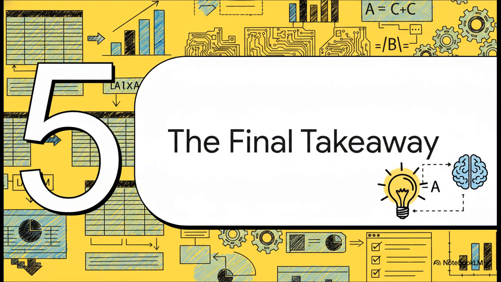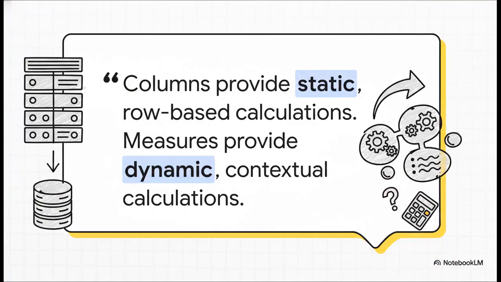We have covered a lot of ground, from definitions to real-world examples. So let's boil it all down to the single most important idea you need to walk away with. So if you remember just one thing from all this, make it this right here. Columns give you static, row-based calculations that are stored in your model. Measures give you dynamic, contextual calculations that happen on the fly. If you can burn that distinction into your brain, you've pretty much mastered the core concept.